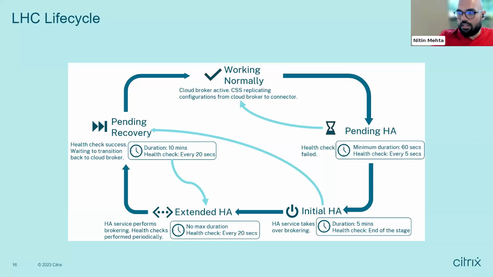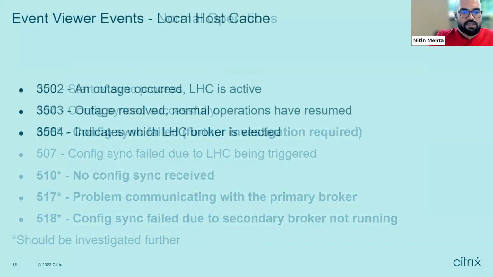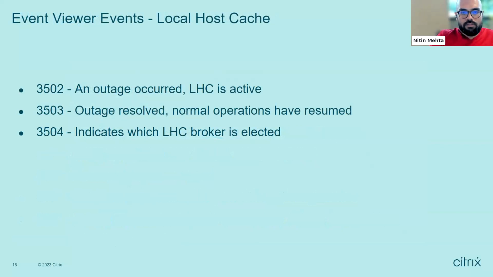Right. So I think our recommendation is for you to monitor the event viewer and all the event IDs that I was showing in the next couple of slides, especially the starred ones. Just keep a watch on them to really understand whether you are in outage mode or not. Now, what caused that outage? Is it the network? Is it Citrix Cloud going down? Is it something else at your end? It's very difficult to determine and needs debugging.